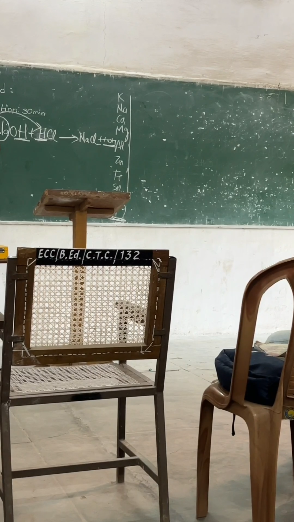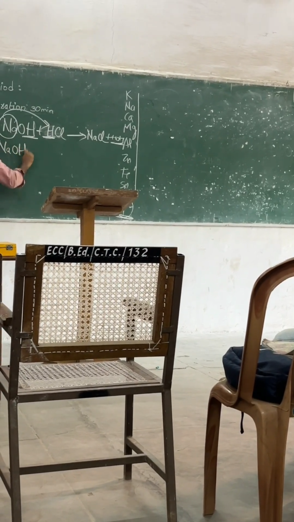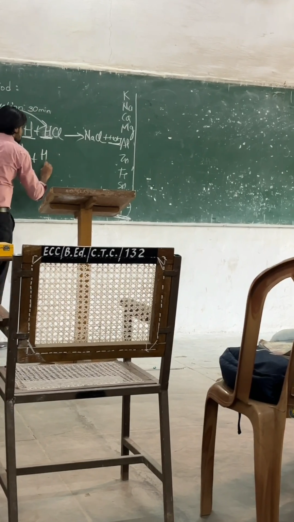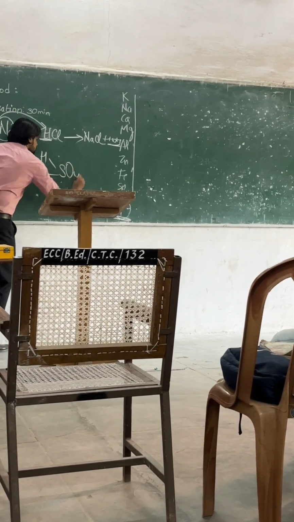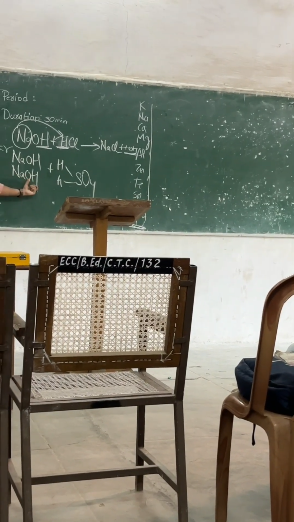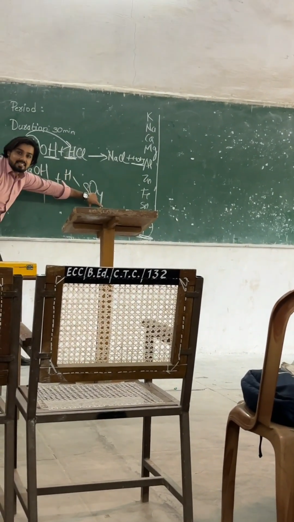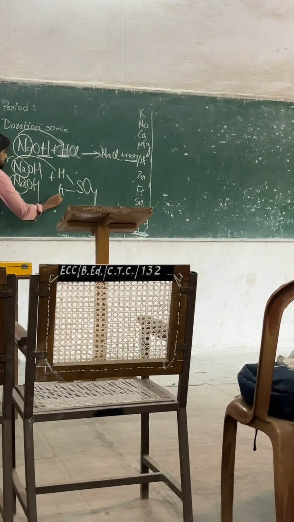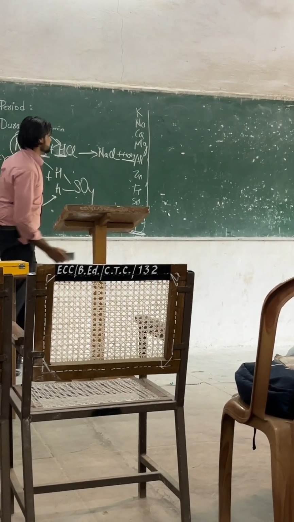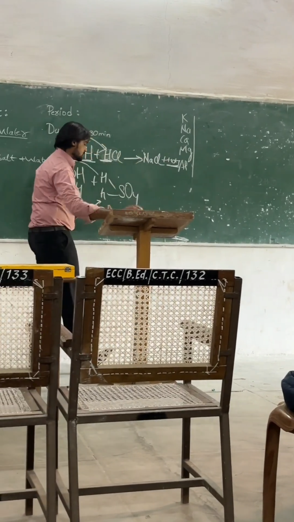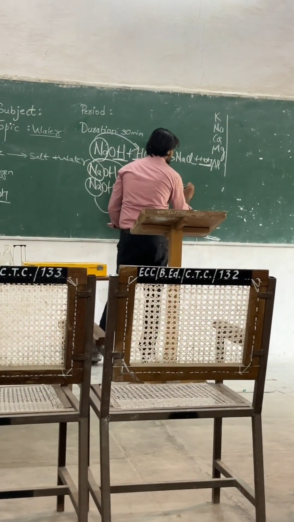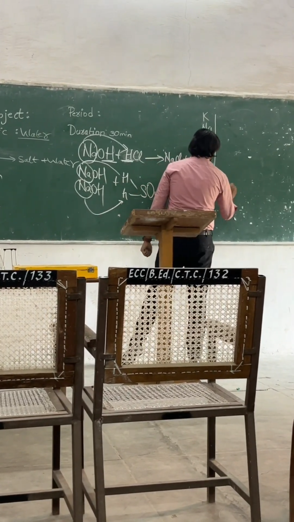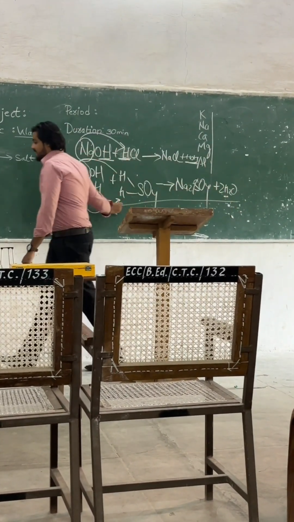Now, similarly, NaOH plus H2SO4. Base: metal plus OH is a base, and hydrogen plus non-metal is an acid. So this Na is going to replace hydrogen from its position, resulting in the formation of Na2SO4 plus 2H2O, which can be demonstrated as follows.